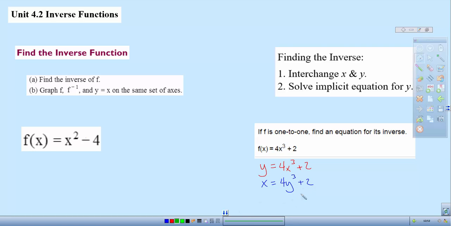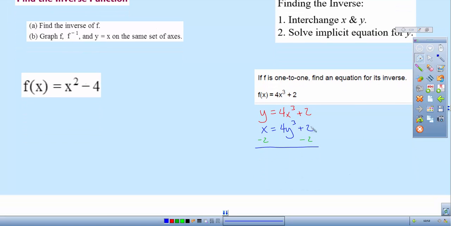And we start solving. Minus 2, minus 2. The 2's cancel. I get x minus 2 is equal to 4y cubed. The inverse of multiplying is to divide, so I divide by 4. My 4's cancel. I get y cubed is equal to x minus 2 over 4.